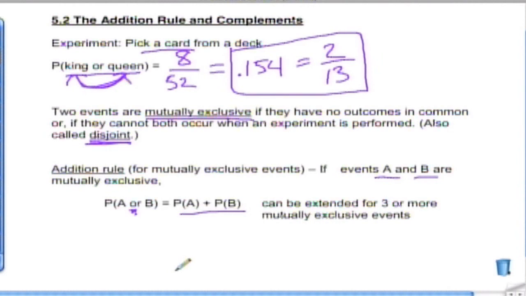Yeah, so the operators and and or are also very important in statistics, okay? So you're going to want to really pay attention to those little statements in there, okay?